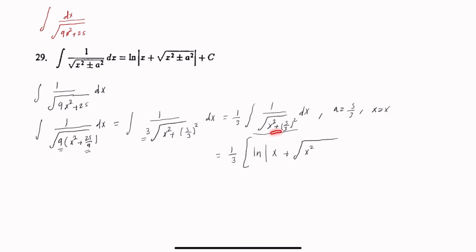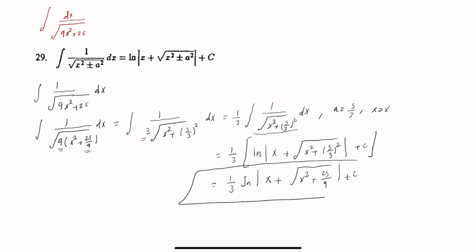And since we have a positive sign in here, we're going to use the positive sign under the square root. So that's going to be plus a squared, which is 5 over 3 squared, and then plus that constant, plus c. Therefore, this integral is going to be equal to 1 over 3 natural log of the absolute value of x plus the square root of x squared plus 5 squared, which is 25, over 3 squared, which is equal to 9, and plus that constant. And that should be the antiderivative of the integral.